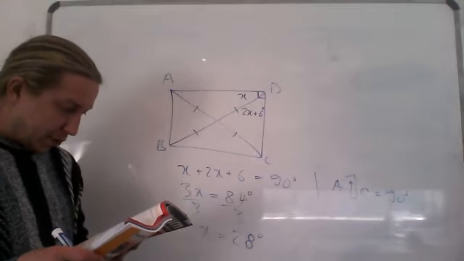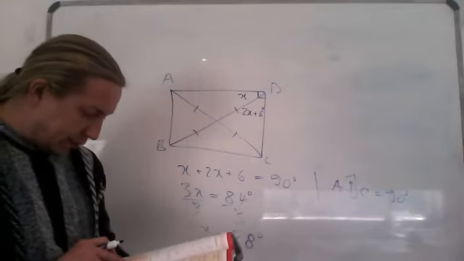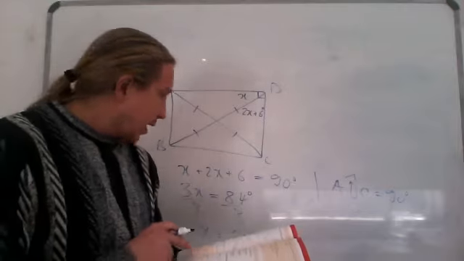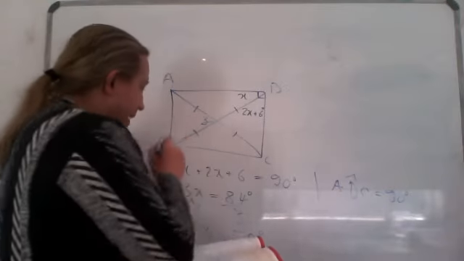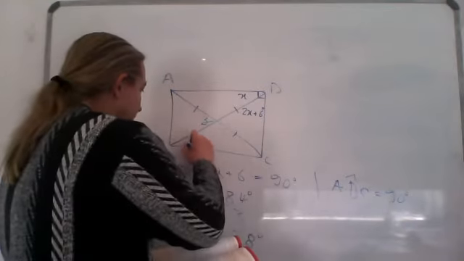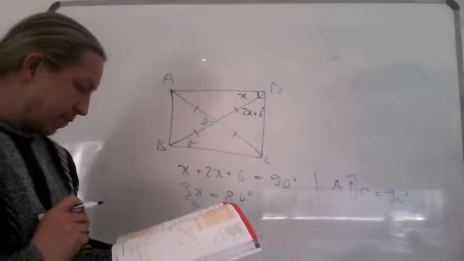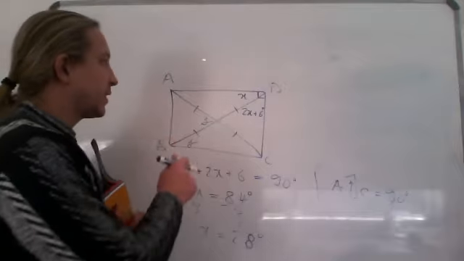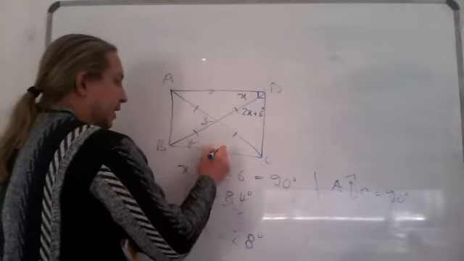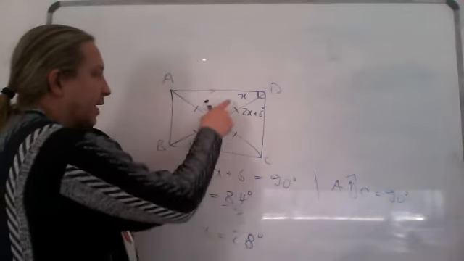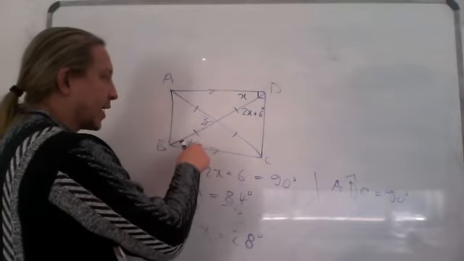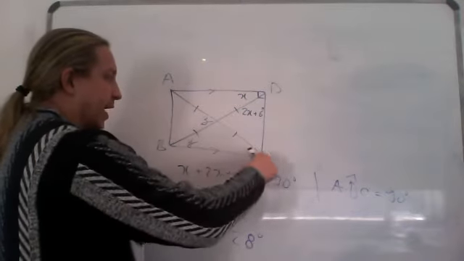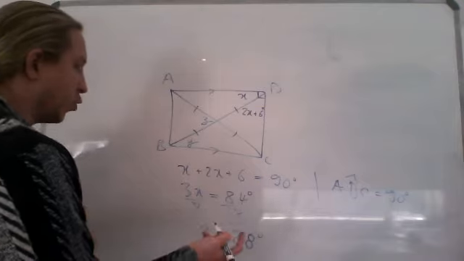Okay, let's continue. Then we need to do Z and Y. Angle Z is over here and angle Y is over there. Remember, this is a rectangle, which means these lines are parallel, which means that angle X is the same as angle Y because we have alternate angles over here. That's all we need.